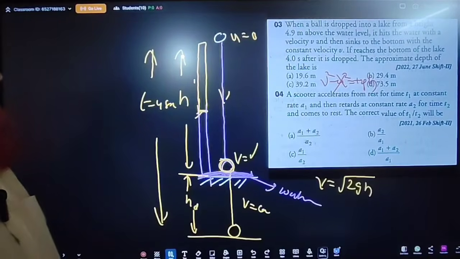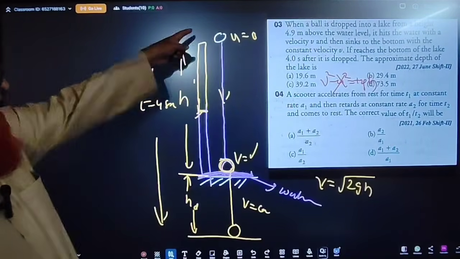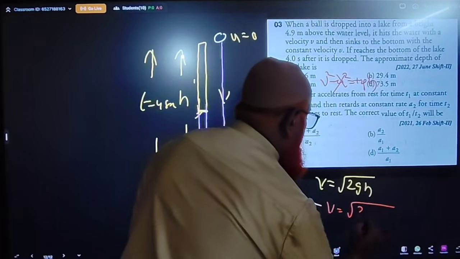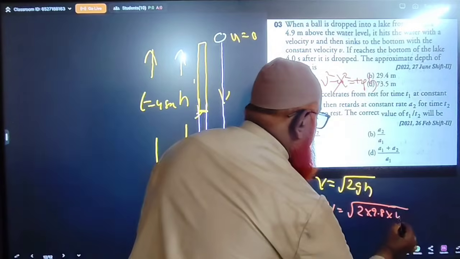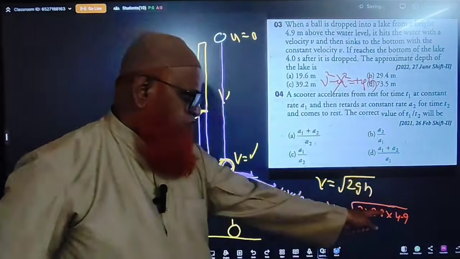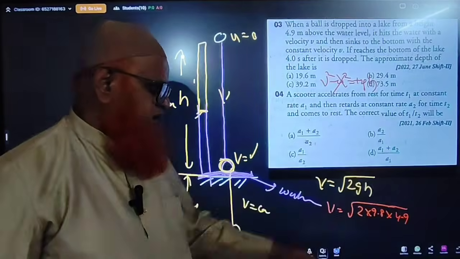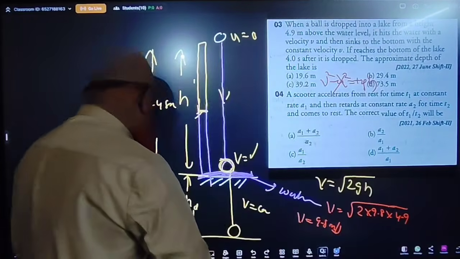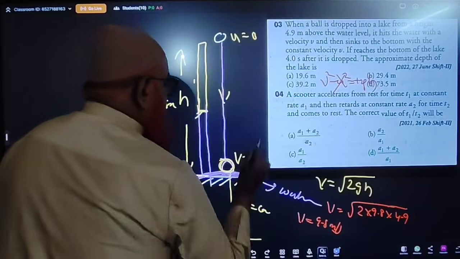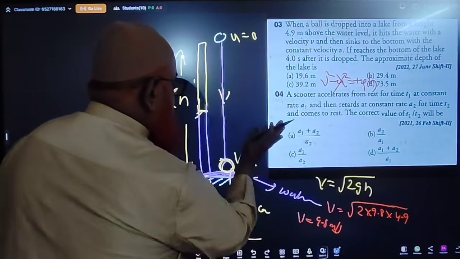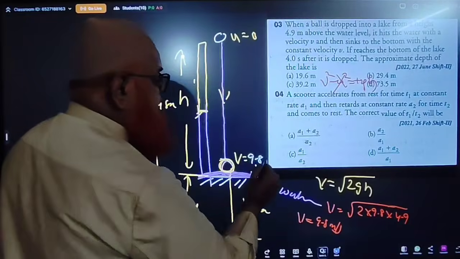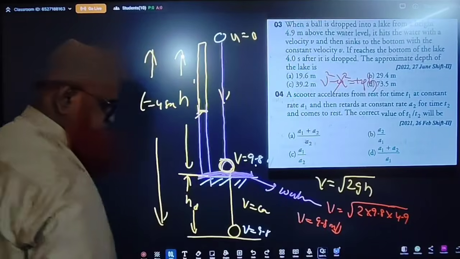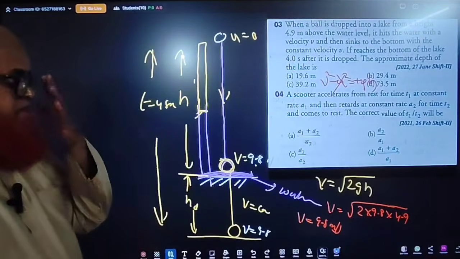Okay, so there is a formula, but we want how much time it has taken. What is the final velocity? Final velocity means v is equal to square root of 2 into 9.8 into the height 4.9. So 2 into 4.9 is 9.8. 9.8 into 9.8 under root gives you final velocity as 9.8 meters per second. So the velocity here is 9.8 meters per second. With the same velocity it continues up to here. Here also it is 9.8, with the same velocity.